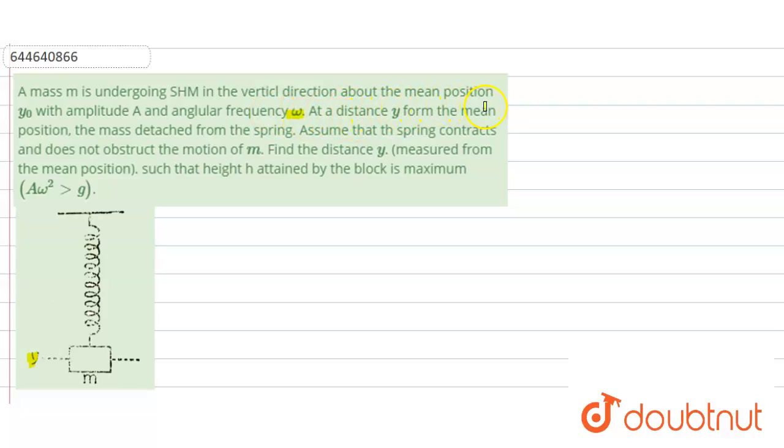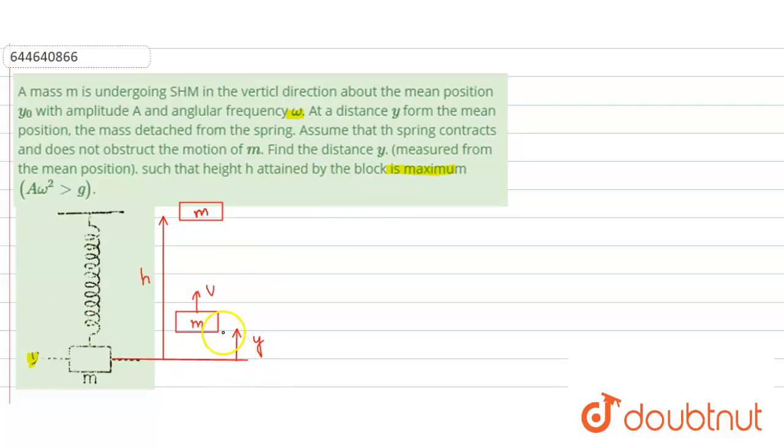At a distance y from the mean position, the mass detached from the spring. So at some distance y, this mass is detached from the spring. Assume that the spring contracts and doesn't obstruct the motion of mass m. So when the mass is detached, we can assume that the spring doesn't obstruct and the mass continues to move upward, right? Find the distance y. We have to find the distance y measured from the mean position such that the height attained by the block is maximum, right?